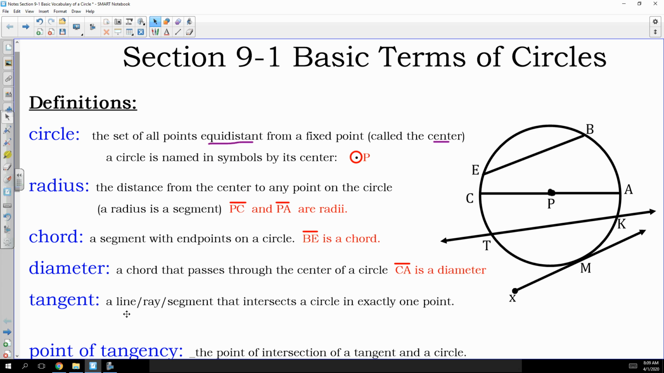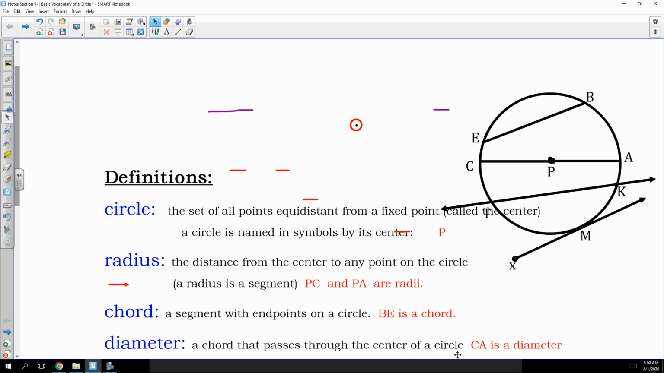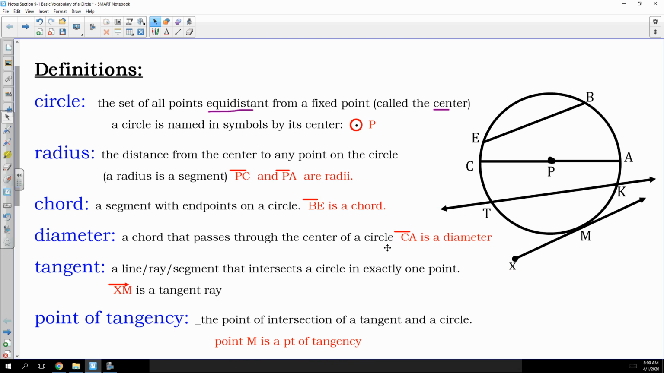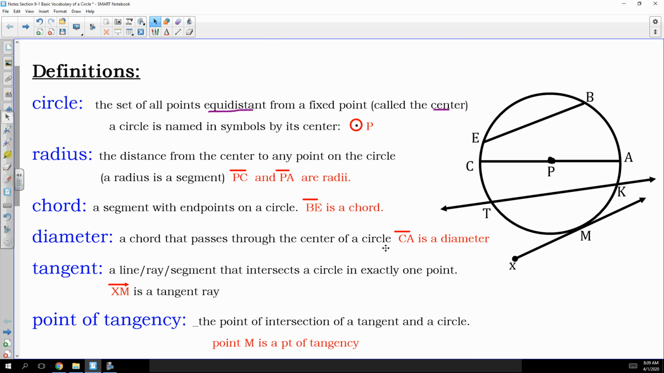A tangent can be a line, a ray, or a segment that intersects a circle in exactly one point. It just kind of barely brushes up against the circle. So in this diagram, ray XM is a tangent ray. And we can talk about it as line XM, or we can talk about it as segment XM. And a point of tangency is the point of intersection of a tangent and a circle. So in this case, point M is the point of tangency. Point M is called the point of tangency. Sorry about that, I'll move it around like that.